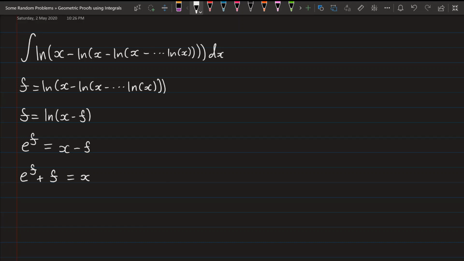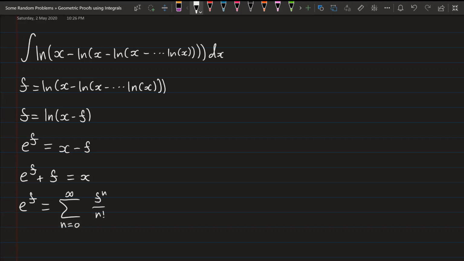Now, we know that e to the x is the summation of x to the power of n over n factorial from n is equal to 0 to infinity. So it stands that we can use the same expression for y. For example, e to the f absolutely converges to the sum from n is equal to 0 to infinity of f to the n over n factorial.